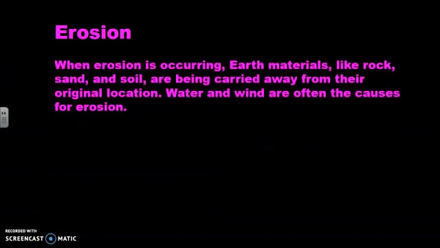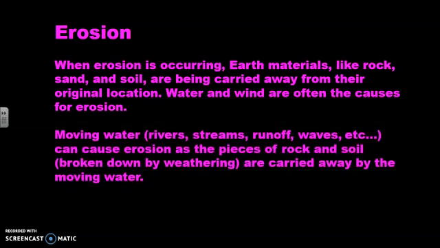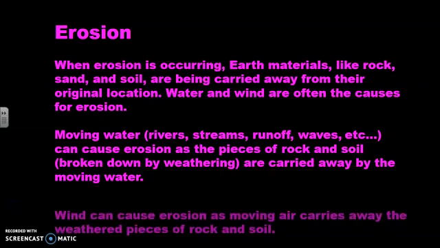Erosion. When erosion is occurring, Earth's materials like rock, sand, and soil are being carried away from their original location. Water and wind are often the causes for erosion. Moving water, such as rivers, streams, runoff, waves, etc., can cause erosion as the pieces of rock and soil, broken down by weathering, are carried away by the moving water.